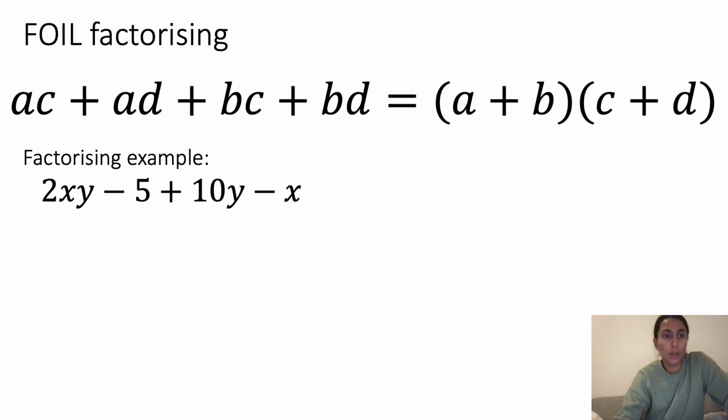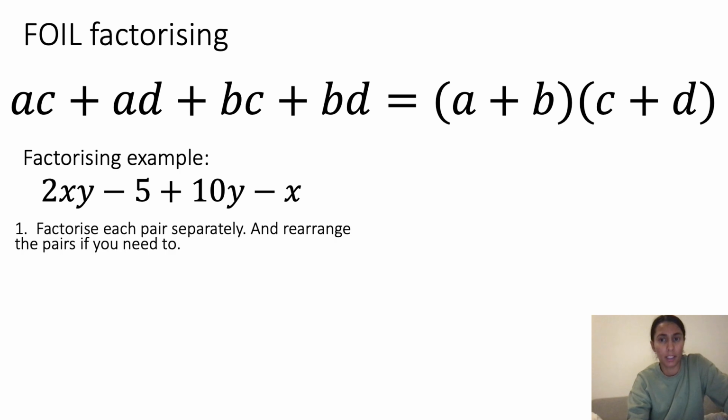So we've got 2xy minus 5 plus 10y minus x. Now, if I leave things in the order that they are now, 2xy and minus 5 don't have a highest common factor, and 10y and minus x don't have a highest common factor. So we won't be able to factorize those pairs. But if I rearrange it, then we will have common factors. So you can reorder these 4 terms to get a pair that will have common factors.